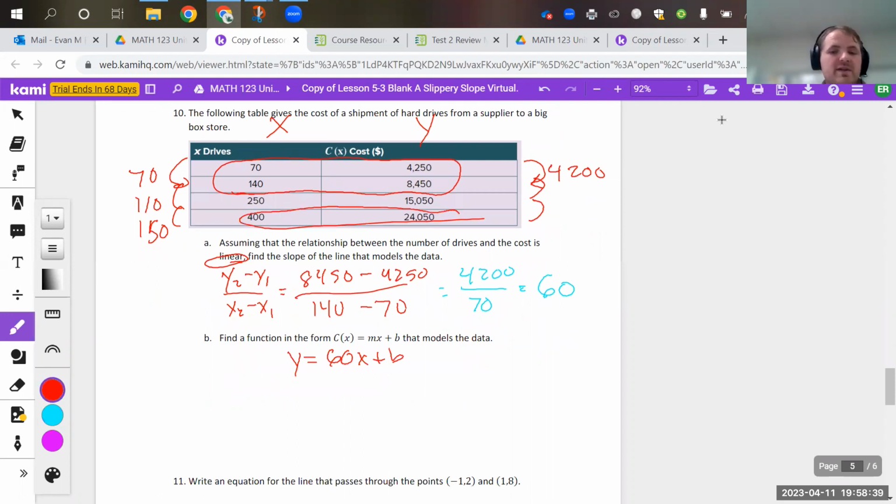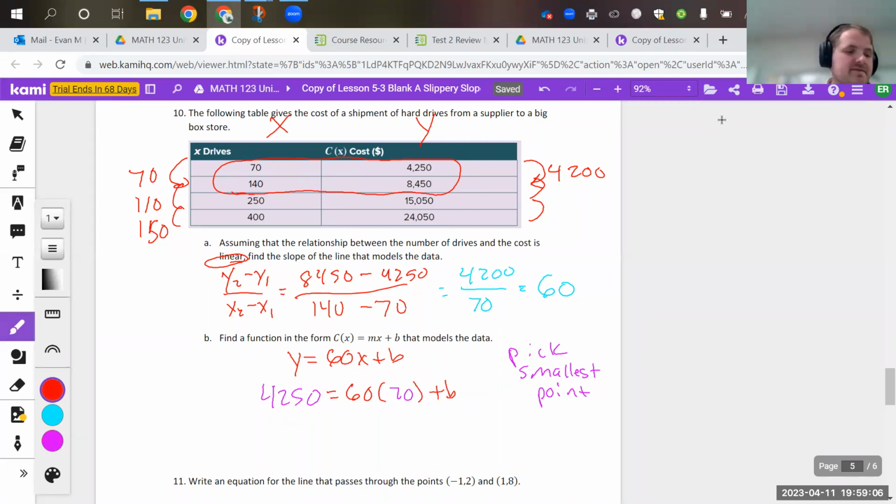If you want to use 4,250, that's great. But I'm going to pick that smallest point, and I'm going to plug it in for the x and the y. So my smallest point is that 4,250 equaling 60 times 70 plus b. So 60 times 70 is 4,200. Sorry, I said 42,000, it's 4,200. And we've got 4,250. And subtracting 4,200 from both sides gives me that 50 is my b value.